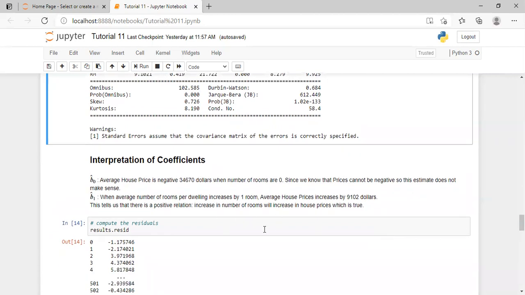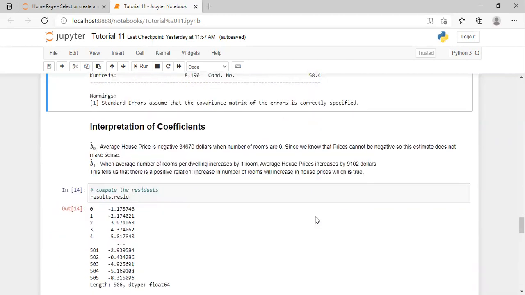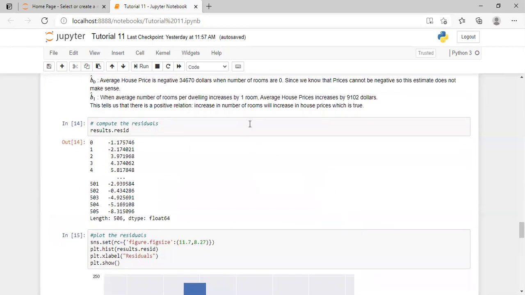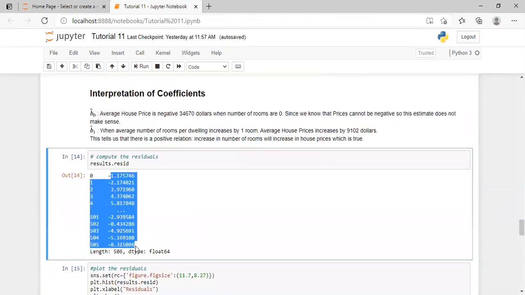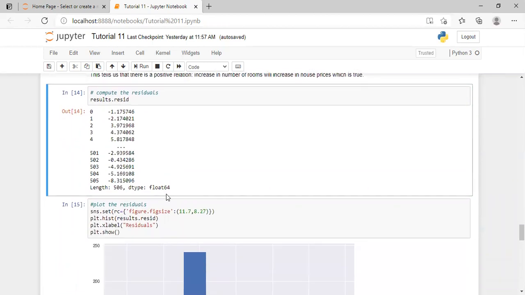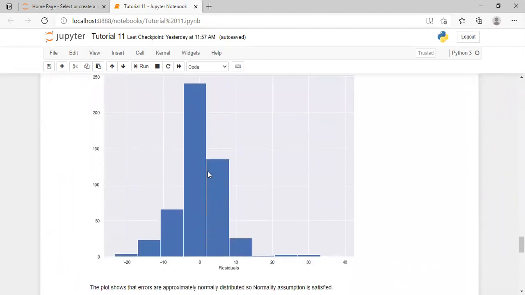So this tells us there is a positive relationship between the number of rooms and the house prices, which is also true. Now we need to see the assumptions on the error terms. The results.resid stores all the error term results. Now we want to see whether our error terms follow the normality assumption.